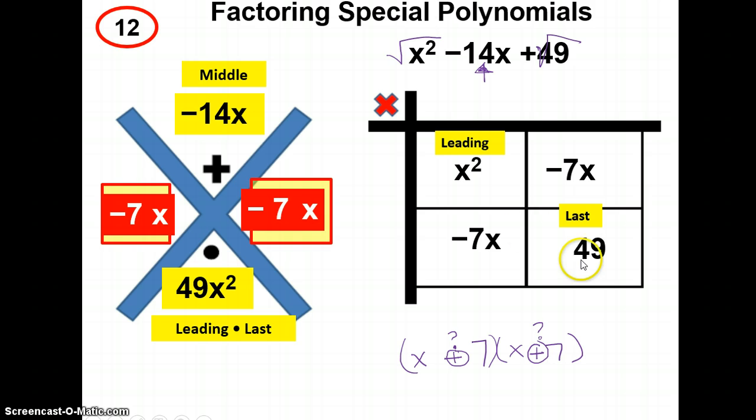Leading, last. What do these two have in common? X. So far, so good. What do these two have in common? 7. All right so far. Let's see if I got it right with the positives, though. What do these two have in common? And what do these two have in common? So the question then becomes, should I put a negative on neither, which was my guess, on one of these, or on both of these? I have to put them on both.